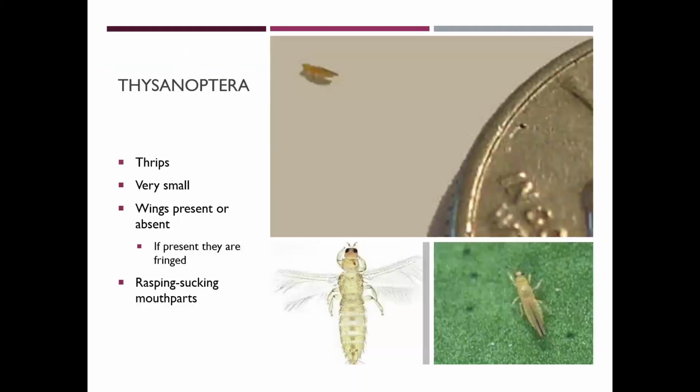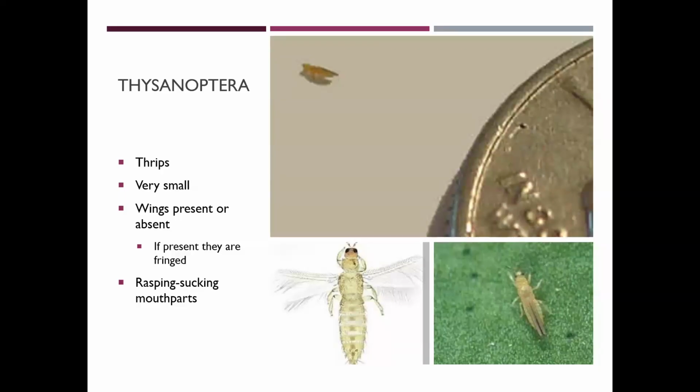Another one that can be a problem outdoors are the Thysanoptera. These are known as the thrips, and these are very small insects. Some species will have wings. If they do, they're fringed, like you see in that bottom left-hand picture. And you can see how tiny they are in relation to that coin there in the photo. So these are the size of, if not smaller than, a fungus gnat. So very, very tiny. And these have rasping, sucking mouthparts. They usually feed on plants.